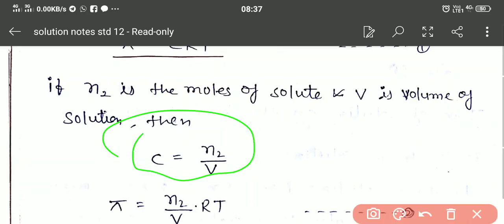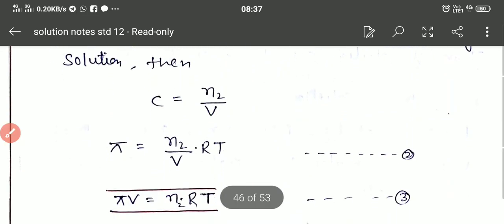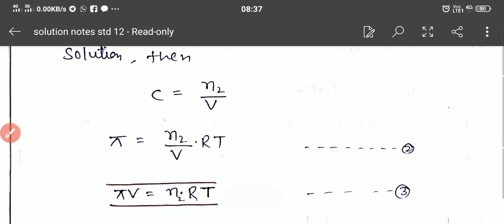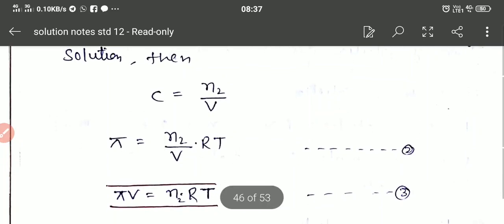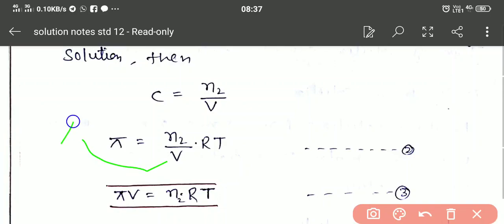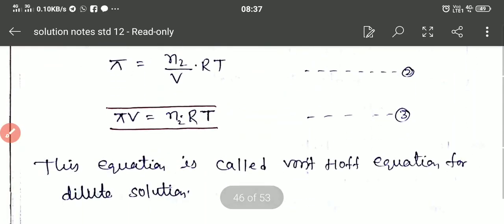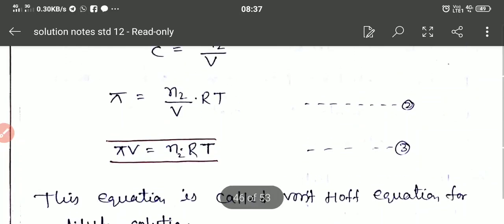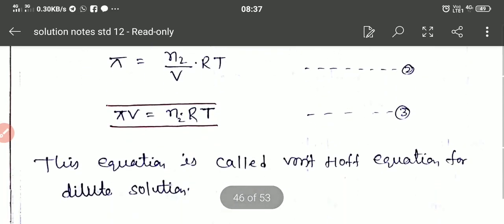n2 by V. Put the value of C in the above equation, we get pi is equal to n2 by V into RT. Okay, so if I take V to the left, then our equation becomes pi V is equal to n2 RT. Okay, now what is n2? n2 is the moles of solute, and we know moles is equal to weight upon molecular weight.